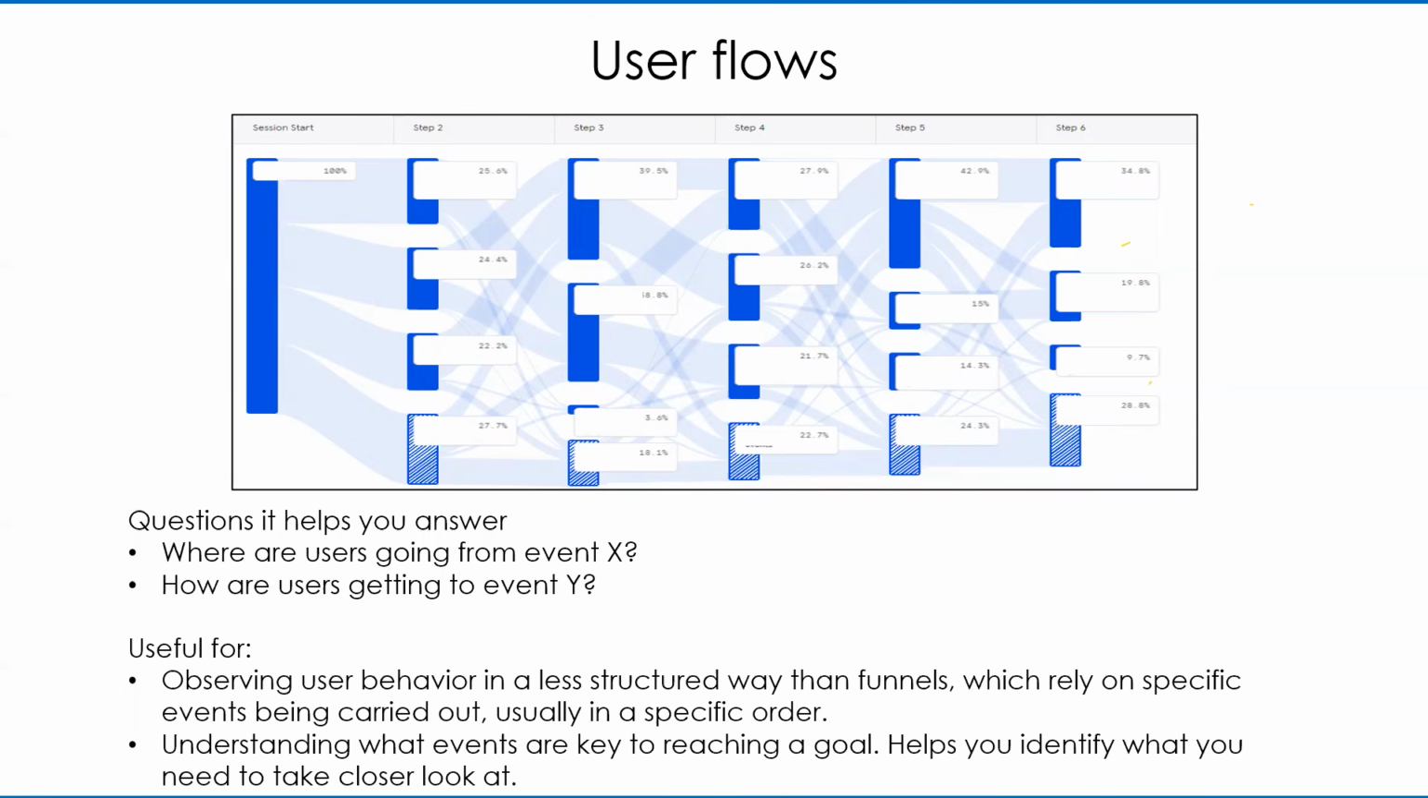This is useful for observing user behavior in a less structured way than funnels, which, as we mentioned earlier, rely on you defining specific steps that usually have to be carried out in a specific order. And it also helps you understand what your key events are to reach your goal. So if you find that almost everyone who gets to the checkout has to go through certain steps and there's no other way for them to get there, that's a very good way to build your first funnel for install to checkout.